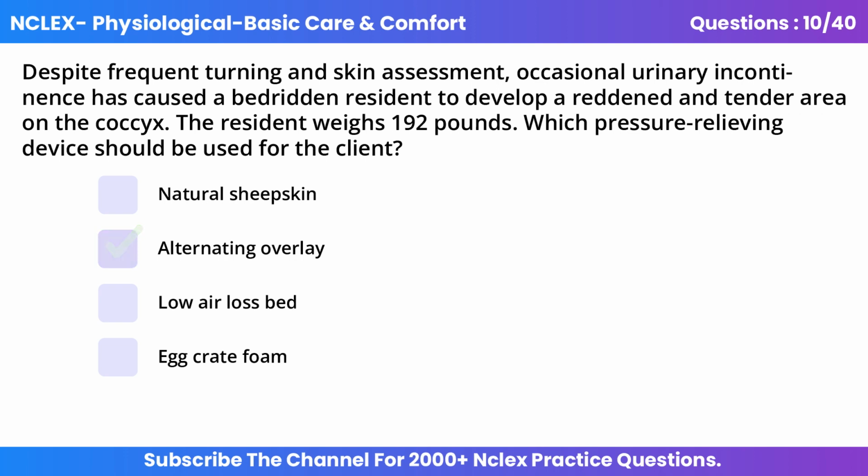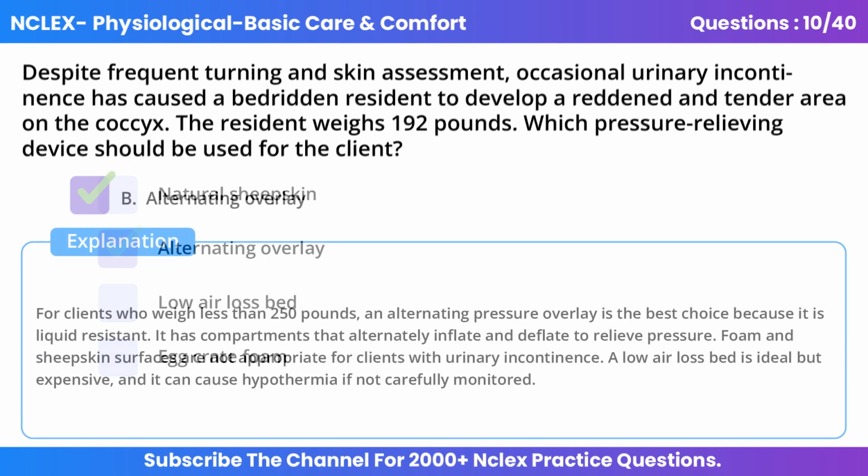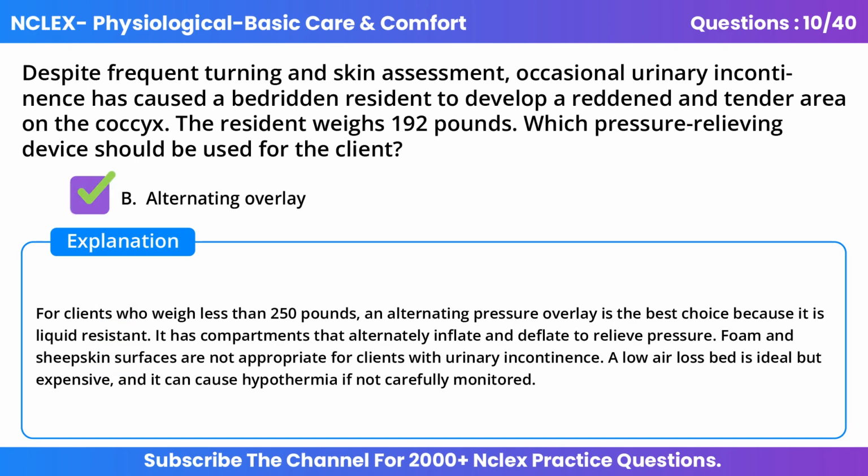B. Alternating overlay. For clients who weigh less than 250 pounds, an alternating pressure overlay is the best choice because it is liquid resistant. It has compartments that alternately inflate and deflate to relieve pressure. Foam and sheepskin surfaces are not appropriate for clients with urinary incontinence. A low air loss bed is ideal but expensive, and it can cause hypothermia if not carefully monitored.